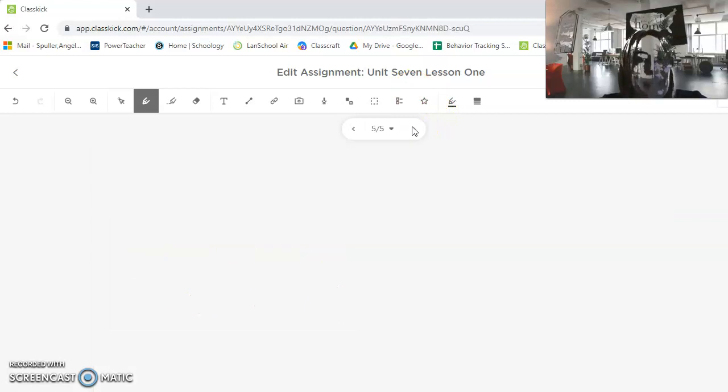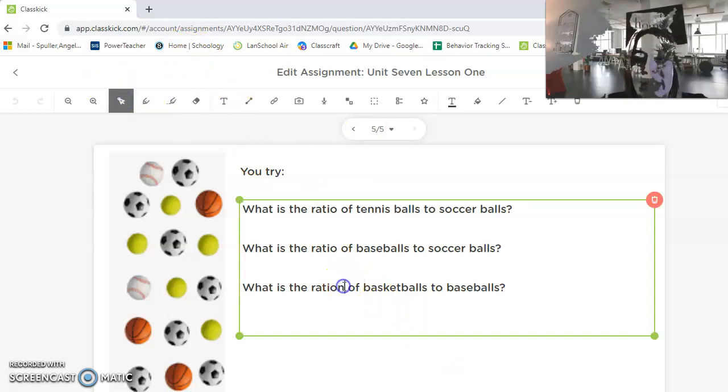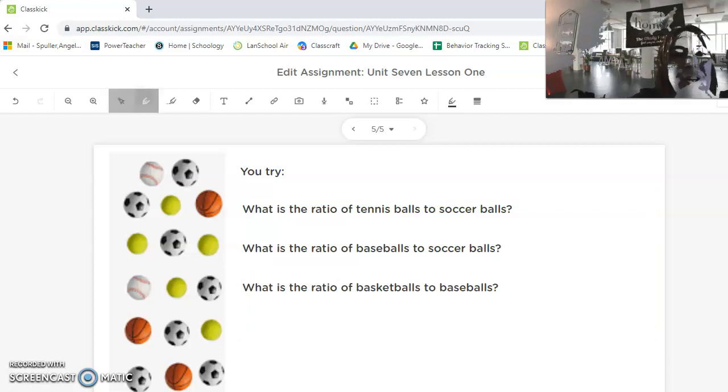All right, let's move on. Now, it's your turn to practice. I want you to look at the ratio of tennis balls to soccer balls, then the ratio of baseballs to soccer balls, and then what's the ratio of basketballs to baseballs. Pause the video and then come back and see if you got it correct. I'd like to see you do it at least 2 ways for each one.